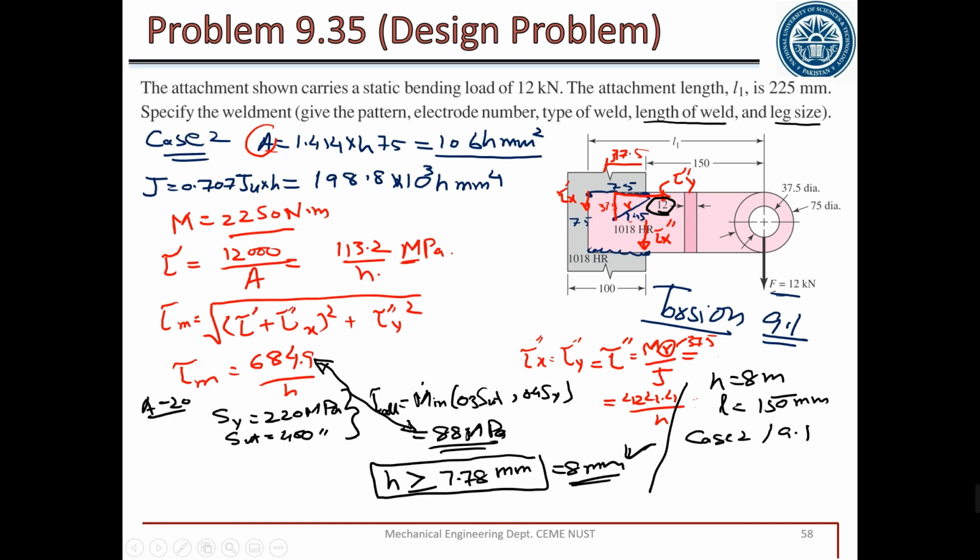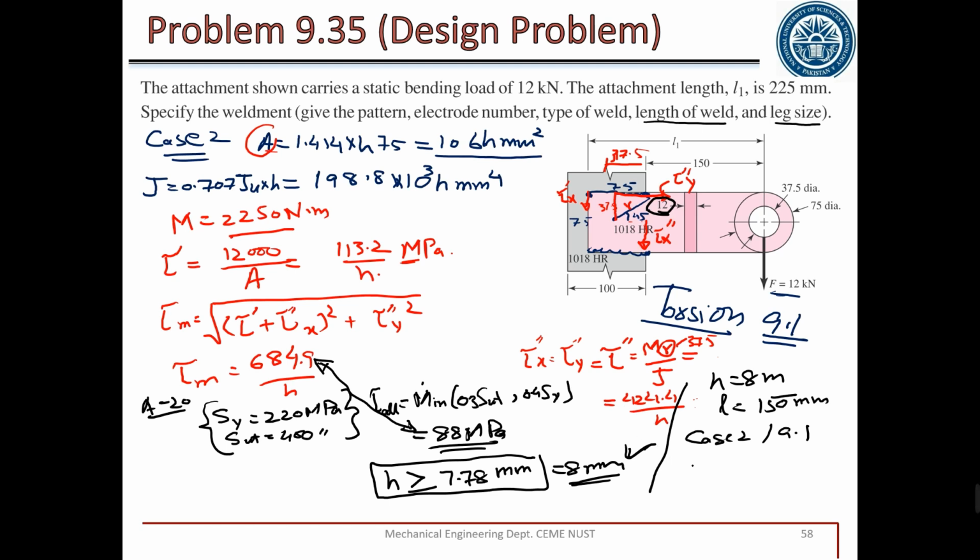So the last thing is to check the electrode number in table 9-3, I think it is 9-3. Check which electrode has higher strength as compared to this strength, S_y 220 and S ultimate 400. All the electrodes have higher strength, so we can use any one of them, but the one with the least strength will be cheaper.